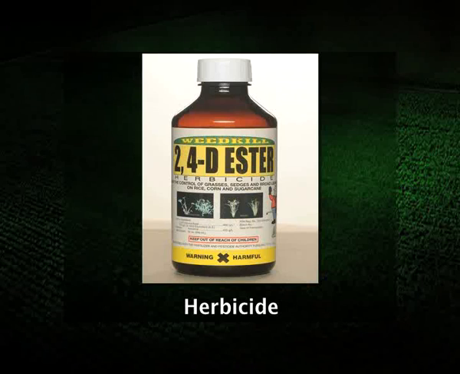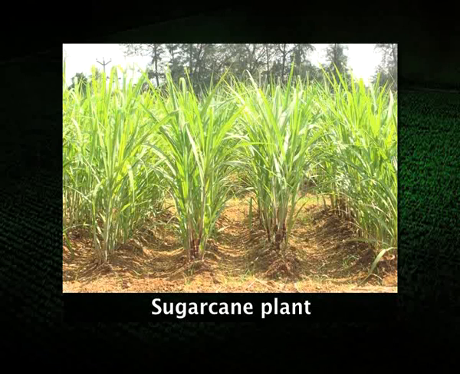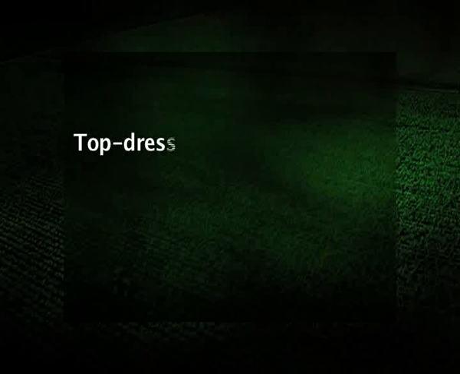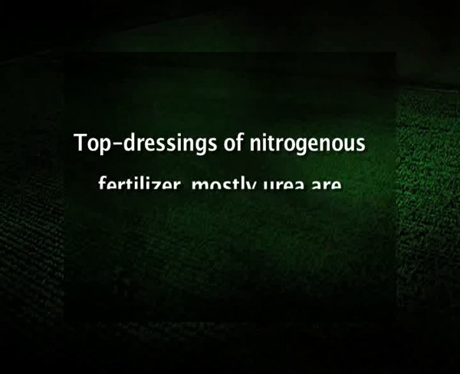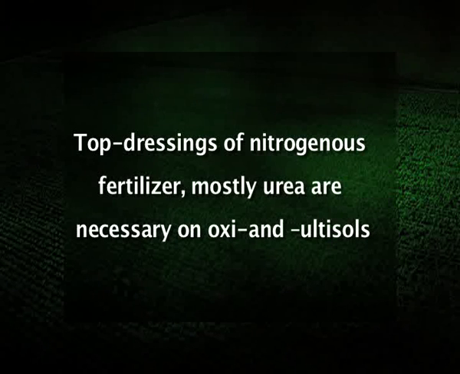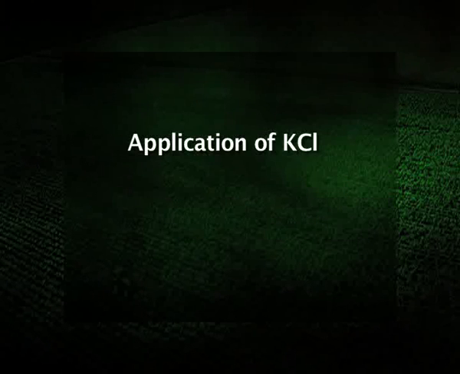Until the closure of the leaf canopy, the weeds must be kept under control, either mechanically or chemically. It is most efficient to use herbicides only within the plant row and to use mechanical methods to keep the rest of the space between the rows free of weeds. Even on good soils, top dressings of nitrogenous fertilizer, mostly urea, are necessary on oxen and jute soils, as well as an application of KCl.